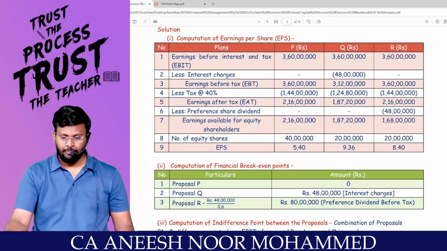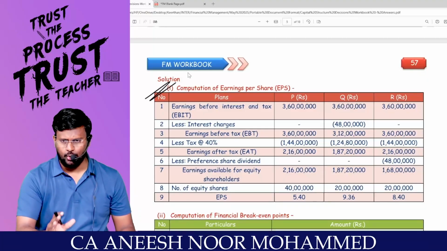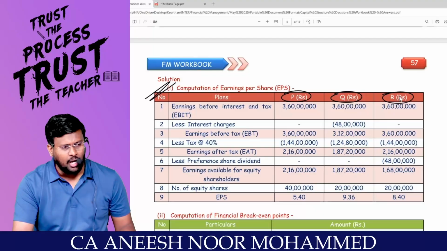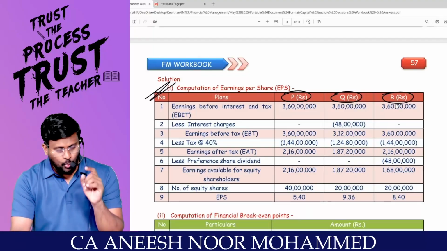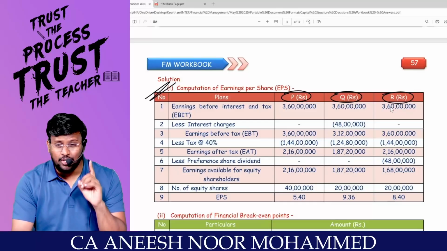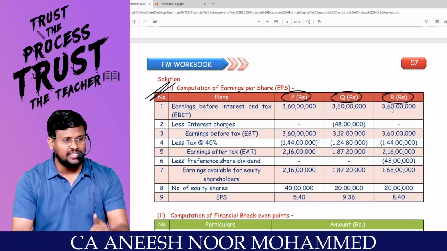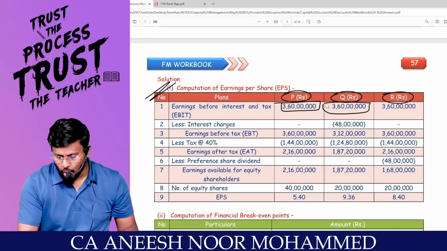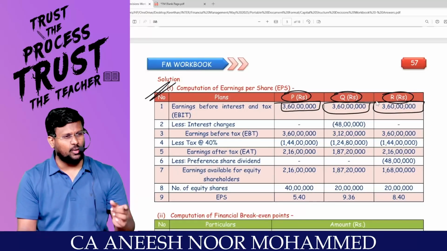My first question to you, sir: whether you are adopting plan P, Q or R, based on that, will the EBIT change? It will not change, because EBIT is not a financing decision, it's an operating decision. Can I proceed? So 3 crore 60 lakh, 3 crore 60 lakh, 3 crore 60 lakhs. Are you really with me?